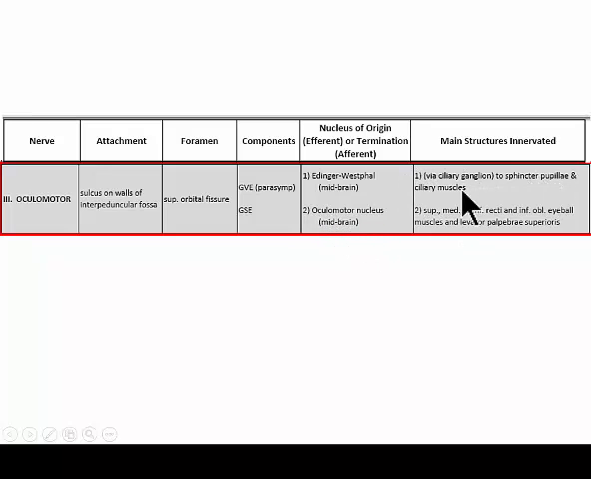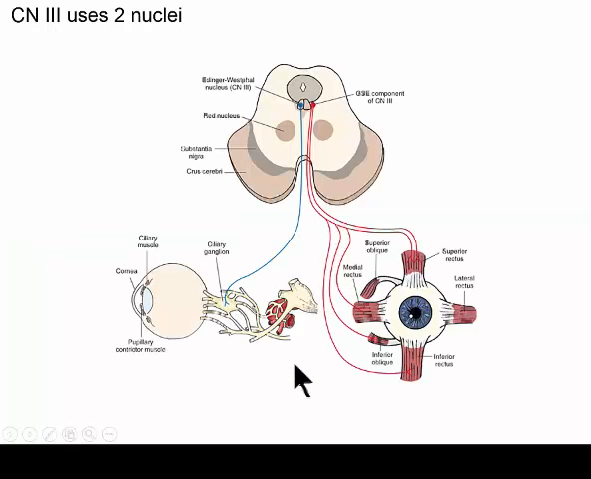And of course, as I mentioned before, 3 is going to, via the ciliary ganglia, you're going to be relaxed, parasympathetic small pupil, fat lens to read a book, and the ocular motor nucleus innervates everything besides LR6 and SO4. And as I said before, this is a real nice picture. Cranial nerve 3 uses 2 nuclei, the Edinger-Westphal nucleus.